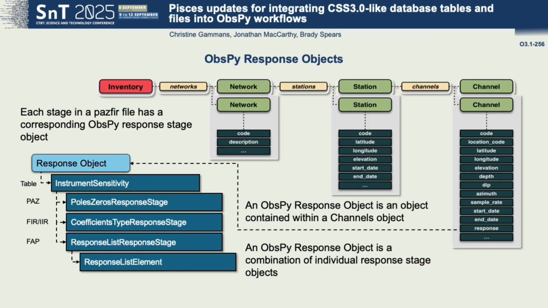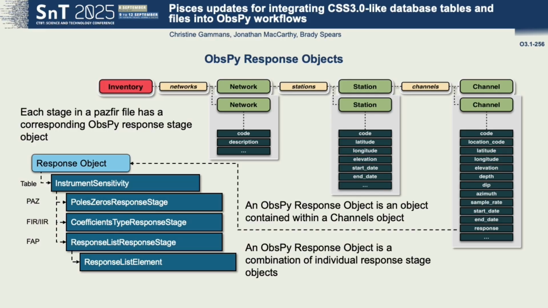Since ObsPy is the main Python package used by the seismological community, the goal is to translate PASFIR files and their corresponding database fields into ObsPy response objects, which are a combination of different stage objects. Specifically, PAZ stages translate into pole zeros response stages, FIR and IIR translate to coefficients type response stages, and FAP stages into response list response stages, which contain a list of response list element objects, which each contain a single frequency, amplitude, and phase triplet.